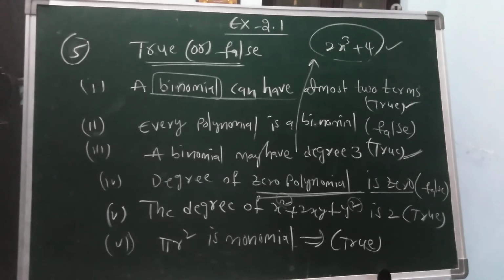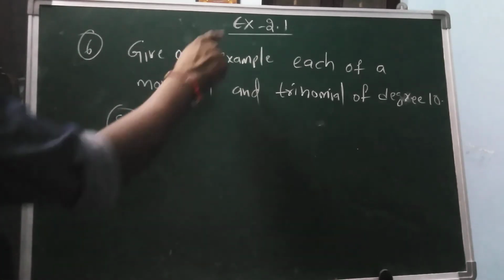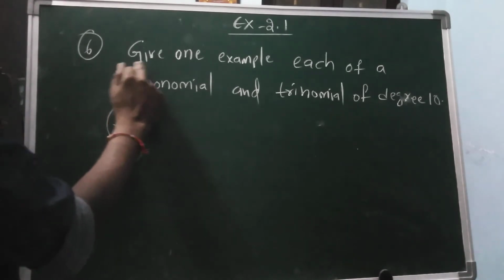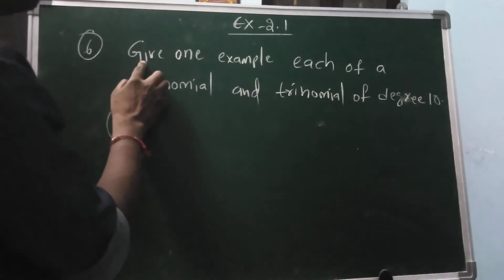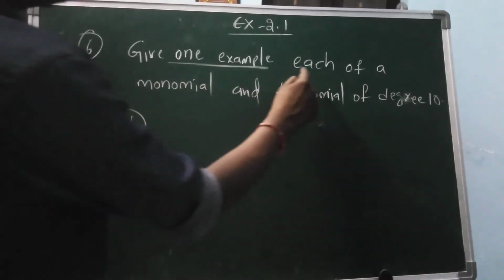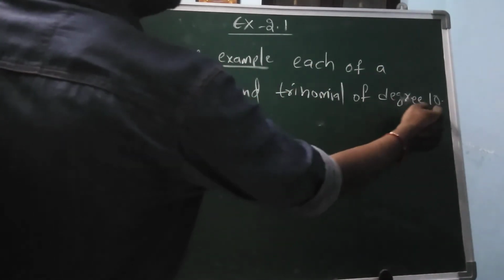So now I will explain the last two, that means the sixth bit. Look at the board. In this exercise 2.1, sixth problem, the last problem in this exercise, the question is given like this. Here they are asking for one example: give one example each of a monomial and a trinomial of degree 10.